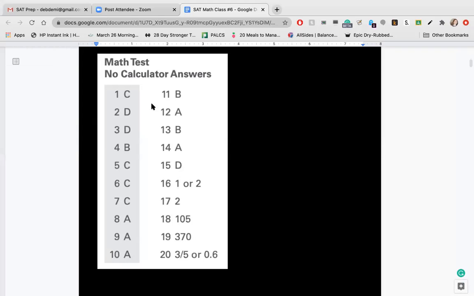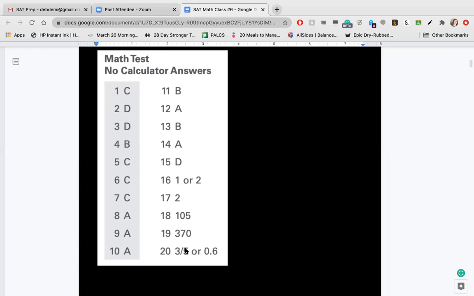So the numbers are 1 is C, 2 D, 3 is D, 4 is B, 5 C, 6 C, 7 C, 8 A, 9 A, 10 A, 11 B, 12 A, 13 B, 14 A, 15 D. 16, the answers are 1 or 2, 17 is 2, 18 is 105, 19 is 370, and 20 is 3/5 or 0.6. So in the chat, just do the private one to me, type the numbers that you missed.